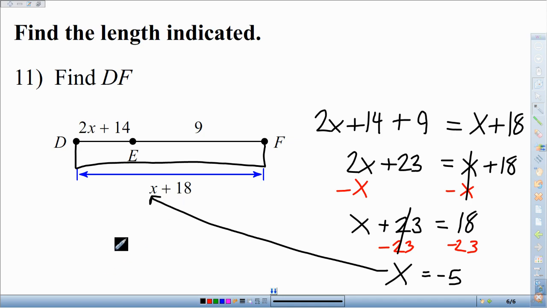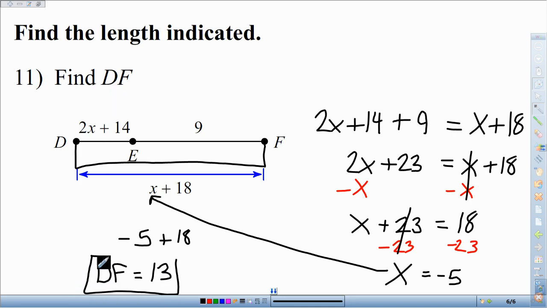So when I do that, you can probably just do it in a calculator. I'm plugging in -5 for x plus 18. Okay, so doing that math, looks like we're going to get 13. Okay, and let's make it official. Let's write it out and let's say, all right, DF equals 13. That is our answer.